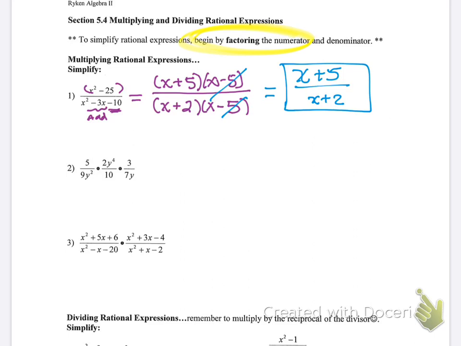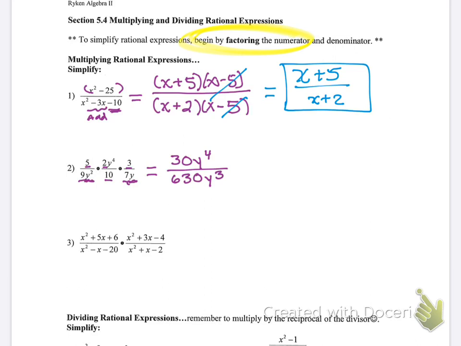We haven't done any like that, but this is just multiplying fractions. So across the top, you have 5 times 2 is 10, times 3 is 30. I only have a y to the 4th on top, so I just have y to the 4th. On bottom, I have 9 times 10 is 90, times 7 is 630, because 9 times 7 is 63, and then times 10. I have a y squared and a y to the 1st, so that's y cubed. Okay, so that part's new.